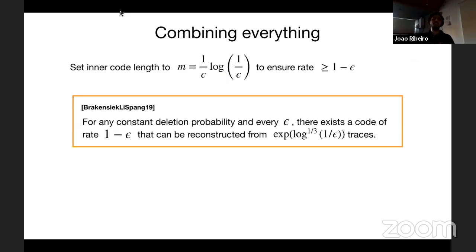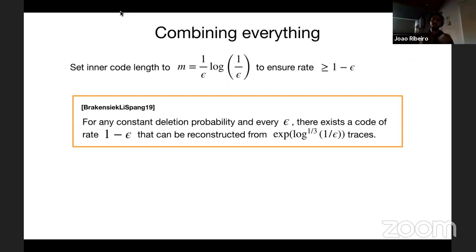But the idea basically is that if you set your inner code length, which is very related to, like I said, the alphabet size of your outer code, to be roughly 1 over epsilon times log 1 over epsilon, this is needed to ensure that the rate is at least 1 minus epsilon. Then you get a code that can be reconstructed from exponentially cubic root log 1 over epsilon traces.